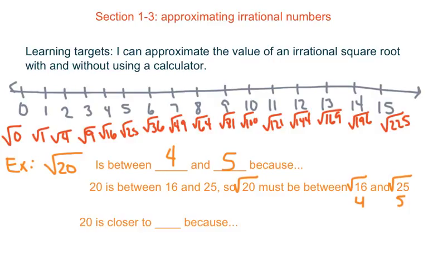In order to answer this question, we have to think how close 20 is to 16, and how close 20 is to 25. So 20 is 4 away from 16, and it's 5 away from 25. So therefore, the square root of 20 has to be closer to the square root of 16. So that means the square root of 20 is closer to 4, because 20 is closer to 16 than it is to 25.